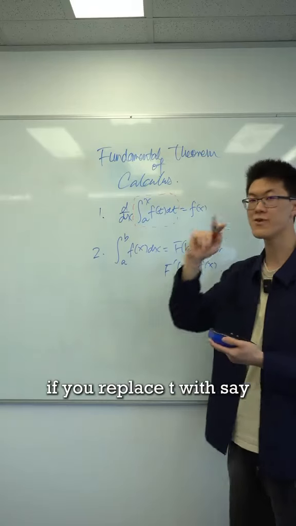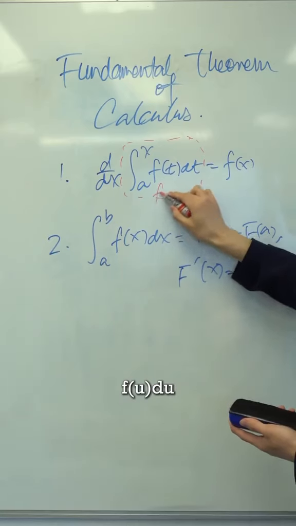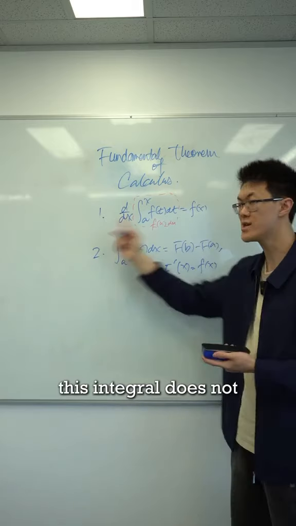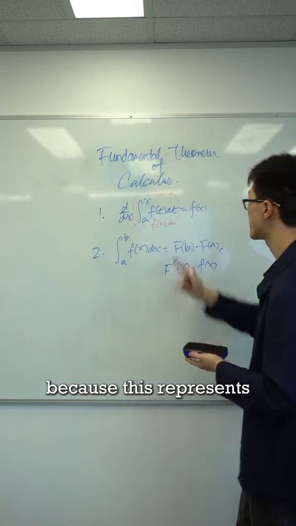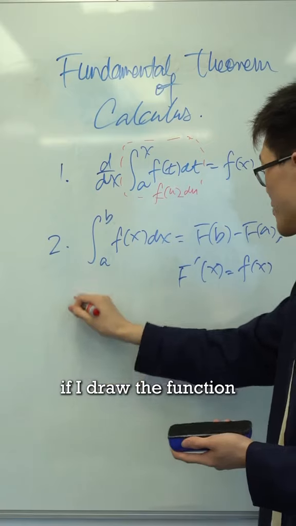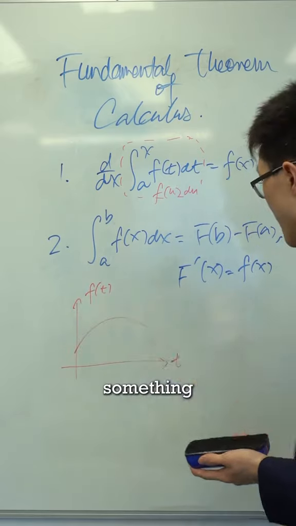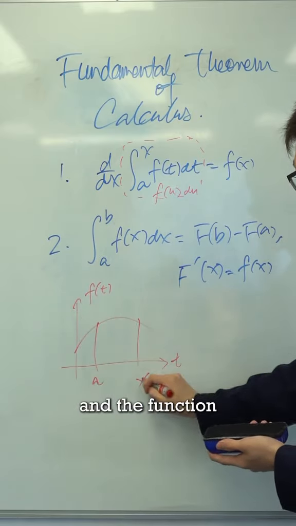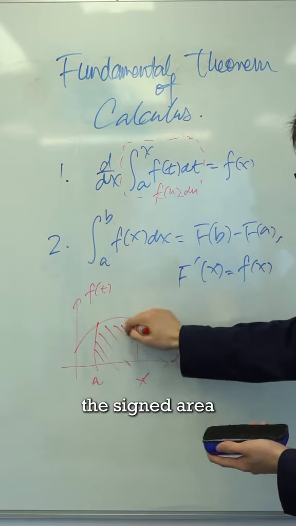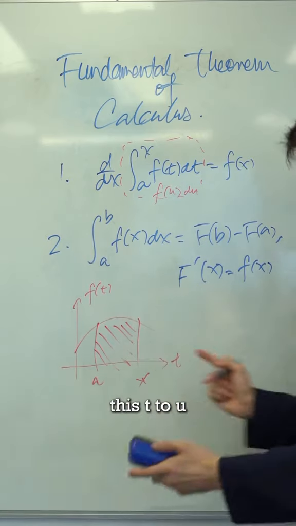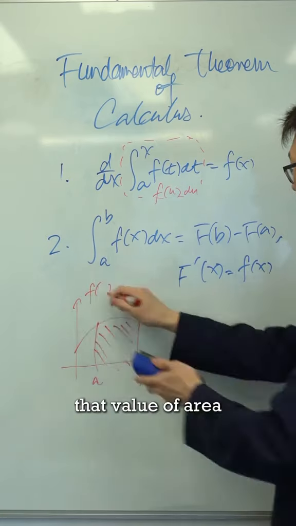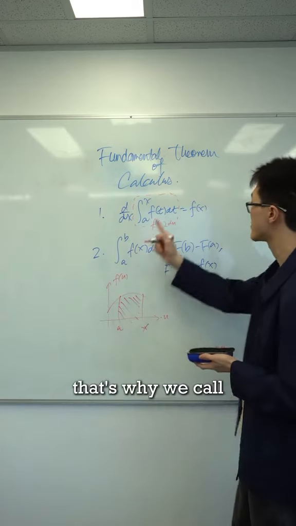A dummy variable. If you replace t with, say, u, this integral does not change because this represents this integral itself. If I draw the function f of t against t, it might look like something. And here's a, here's x, and the function is representing the signed area over here. So if I just change this t to u, that value of area is not going to change. That's why we call t a dummy variable.